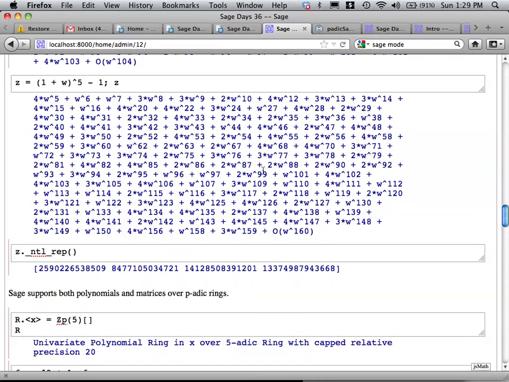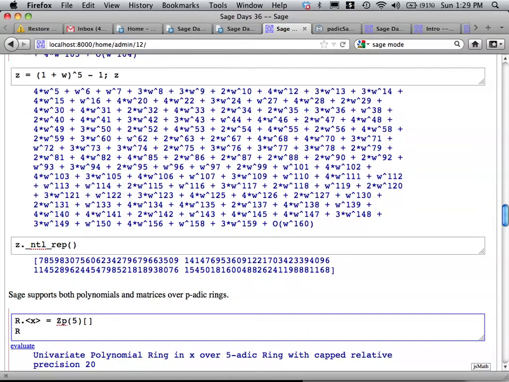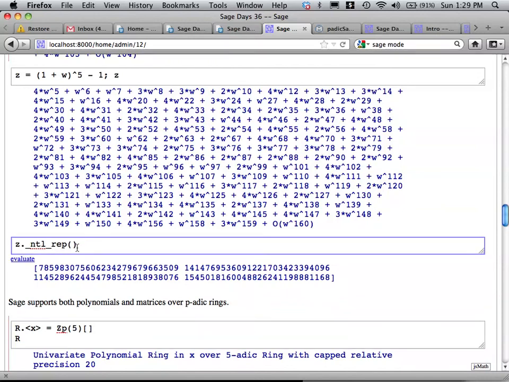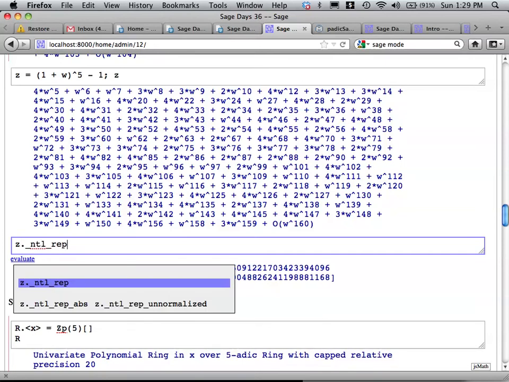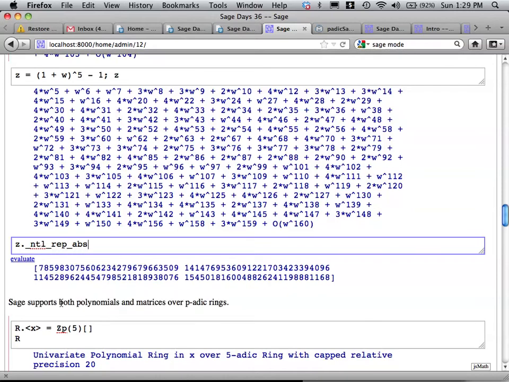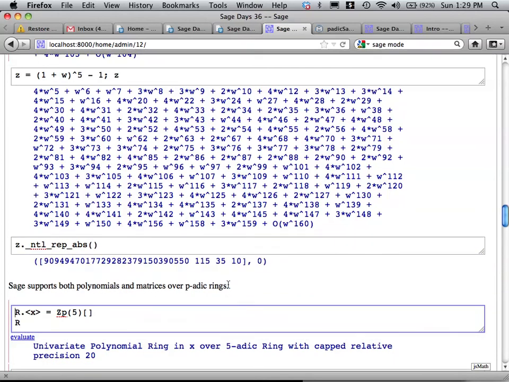And behind the scenes, this is using NTL, and you can get at that underlying representation by asking for the NTL rep of the polynomial. And so this gives two of them. One is just the unit, and this is if you have something which is not a unit, it will scale it. Right, so this is multiplied by W to the fifth, because this is something with order 5. So internally, this is stored as having valuation 5, and then there's some polynomial representing the unit, which is this divided by W to the fifth. If you ask for NTL rep abs, it multiplies by W to the fifth and reduces, and this is what you get.